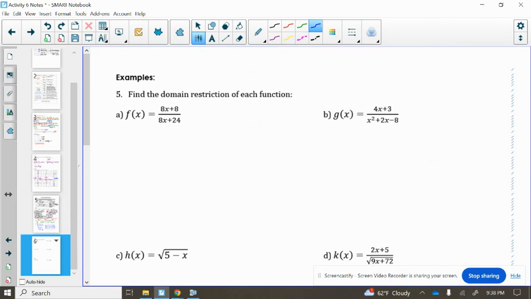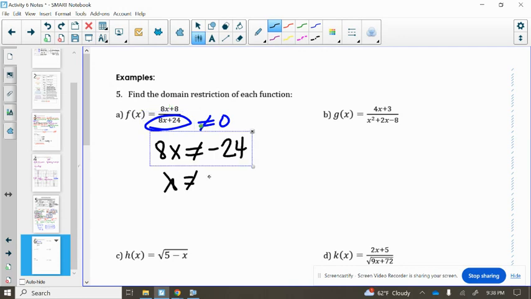Each time, when we see some of these functions like part A, we want to make sure that our denominator does not equal 0. So essentially what you're doing is almost setting it equal to 0 to figure out what would make it have an error. In this case, we subtract over the 24, divide by 8. We find out this time that x cannot equal -3, or we would have an error message.